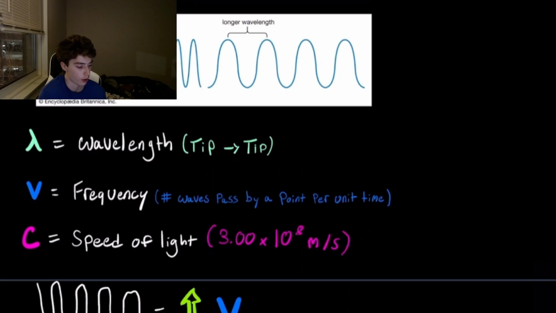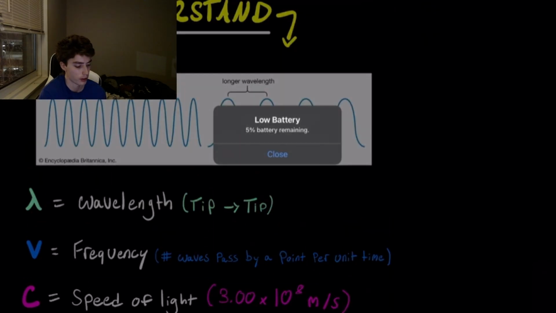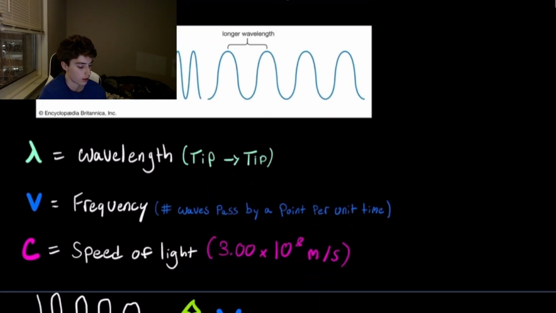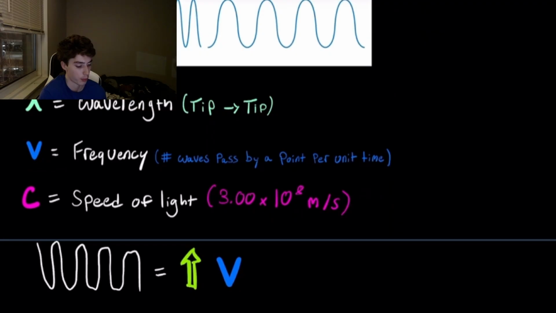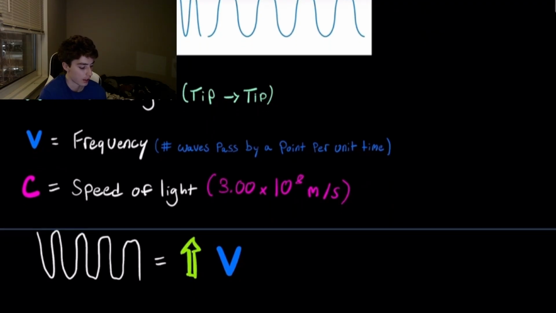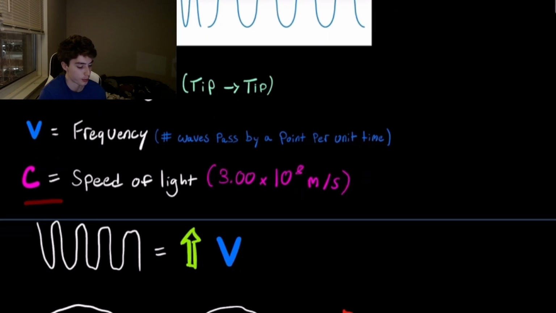Important symbols to know for these equations that I'm going to be going over are, so this is a sign for wavelength. Like I said, that's tip to tip. This is a sign for frequency, so the number of waves that pass by a point per unit time. And then this stands for the speed of light. So this is 300 million meters per second, right?